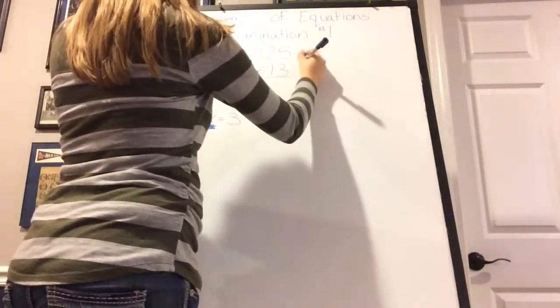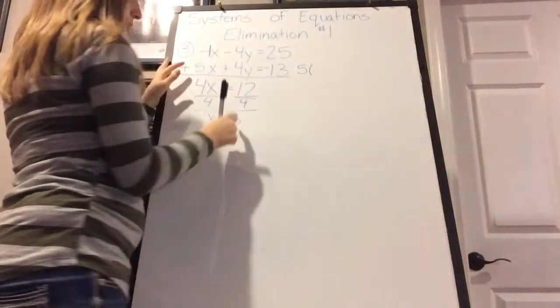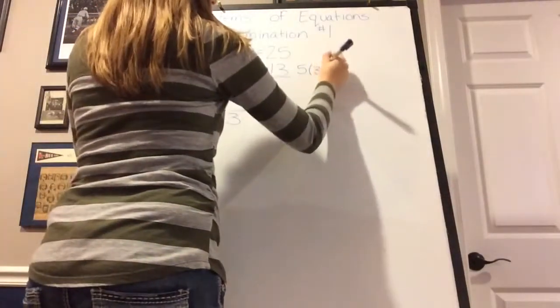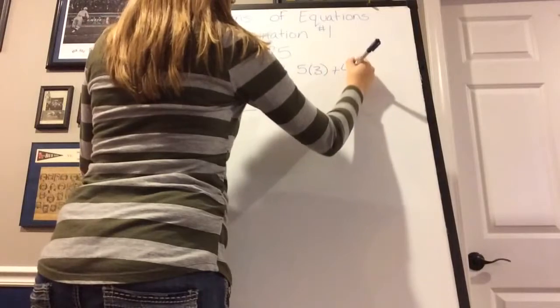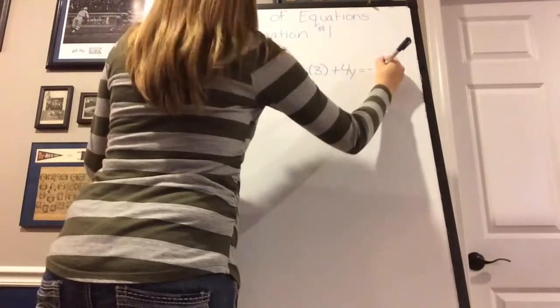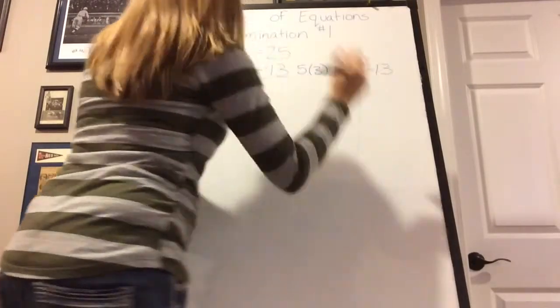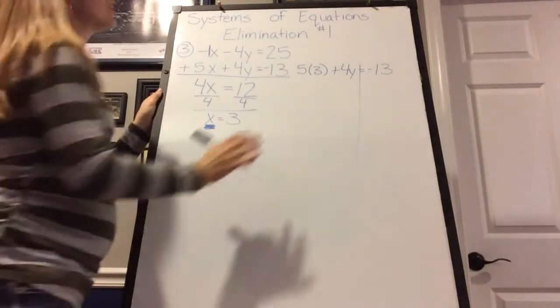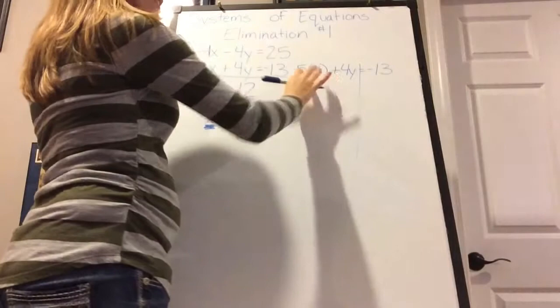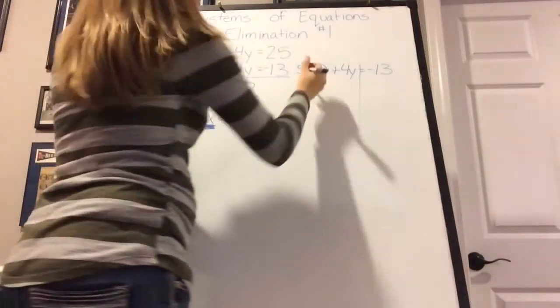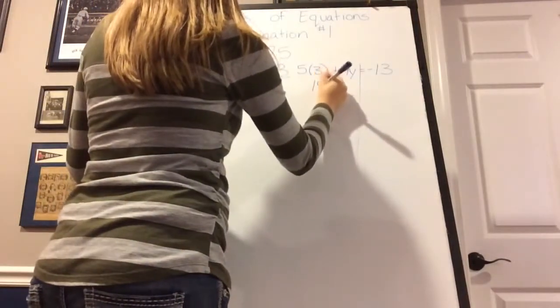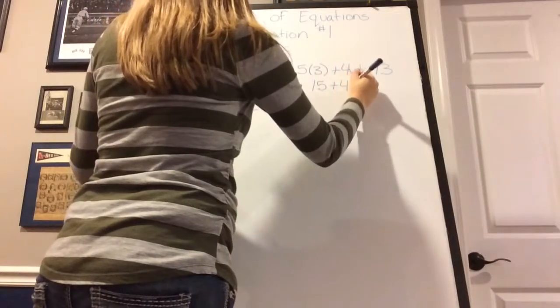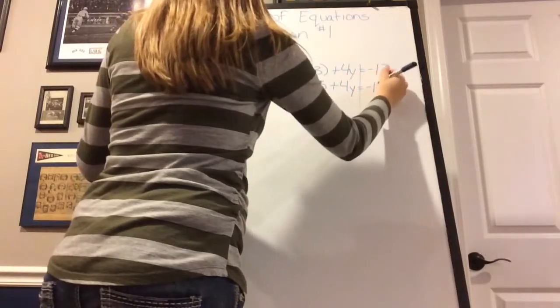So I'm going to have my 5, but instead of x, I'm going to put 3 plus 4y equals negative 13. Everything else stayed the same. The only thing I changed was the x. Everything else is the same. So my first step is to do this multiplication, get rid of those parentheses. So 5 times 3 is 15 plus 4y equals negative 13.